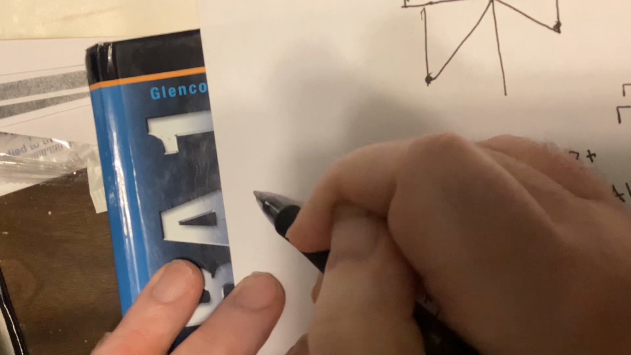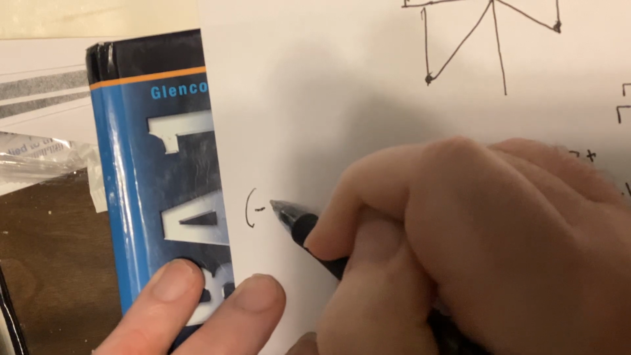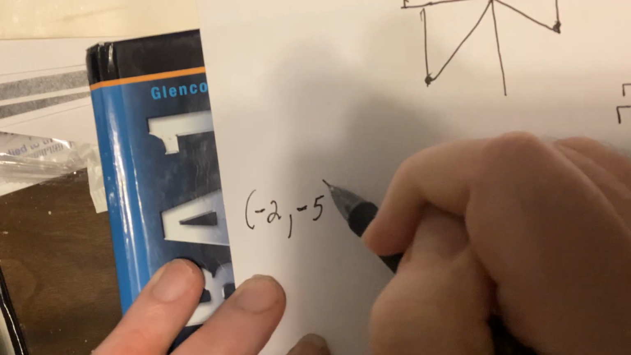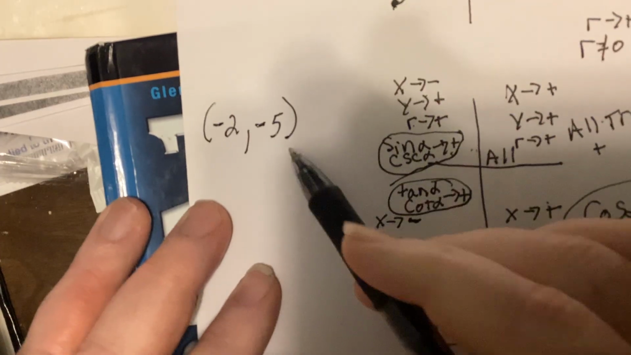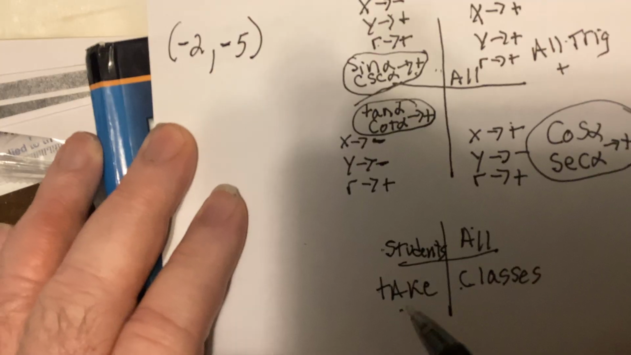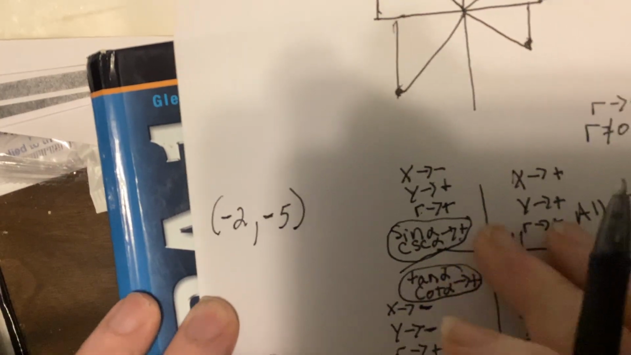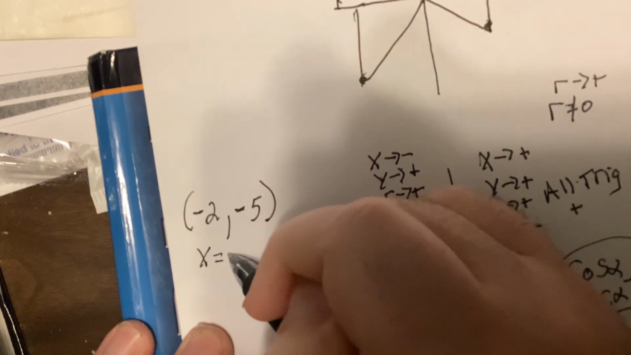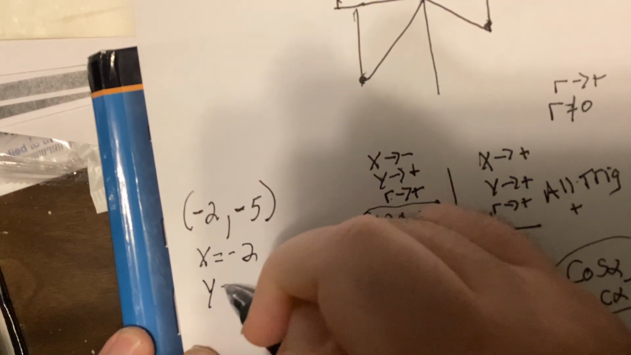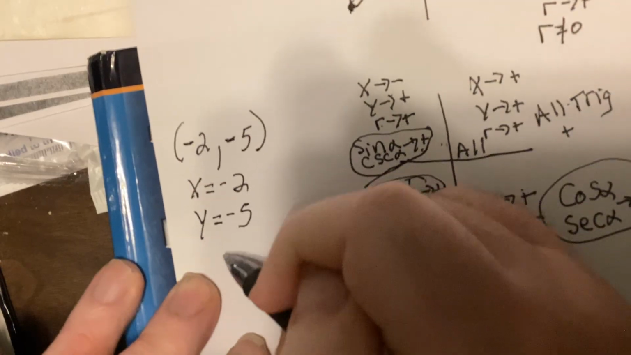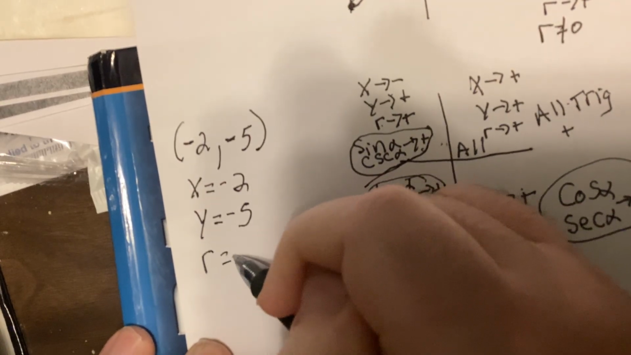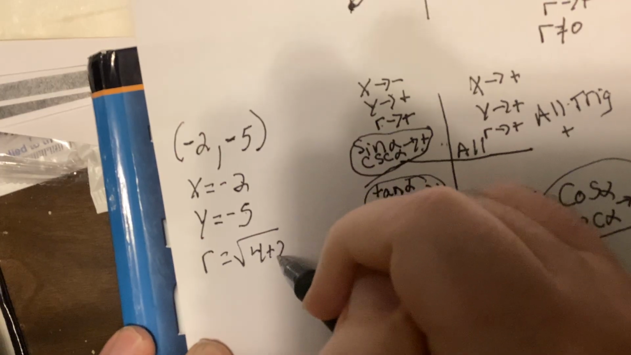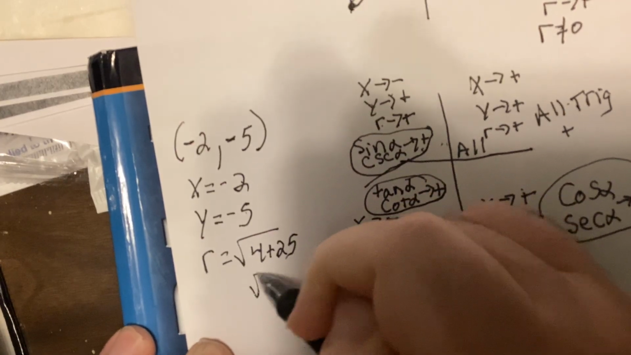So if I have an ordered pair, let's say -2, -5. That would be third quadrant, so tangent is positive, and the other two are negative. So x is -2, y is -5. R would be square root of x squared plus y squared, so it'd be 4 plus 25. So square root of 29.